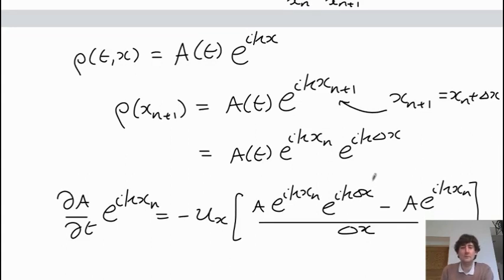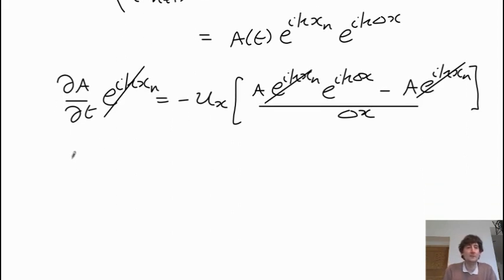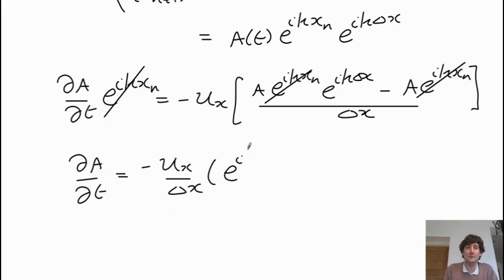So this we can then simplify quite a lot, because this e to the i k xn appears everywhere, as that all cancels out. We can then simplify this a bit, because A can come outside here, and so we just end up with dA by dt is minus ux over delta x, multiplied by, here we have an e to the i k delta x plus 1, times A.